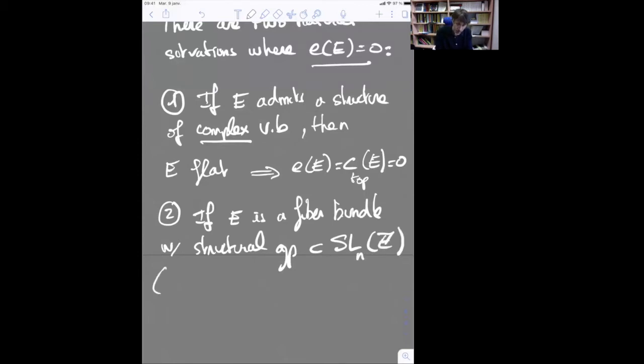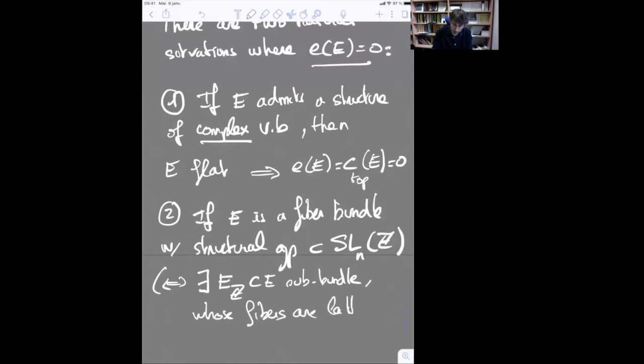which is equivalent, maybe it's better to think of it like that, to the fact that there exists a sub-bundle whose fibers are all lattices in the vector bundle E, so isomorphic in particular to Z^n. So this is the same as having a structural group SL_n(Z).